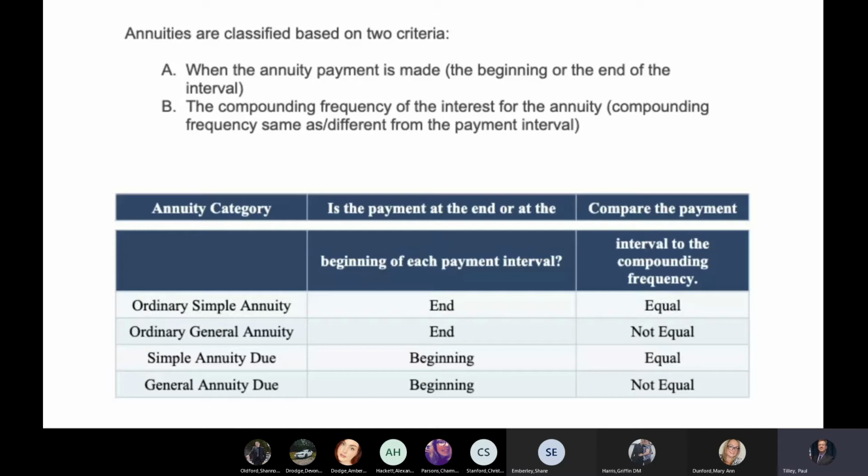First and foremost, we're going to be looking at our number one type of annuity, which is called the ordinary simple annuity. The ordinary simple annuity has a couple of characteristics.